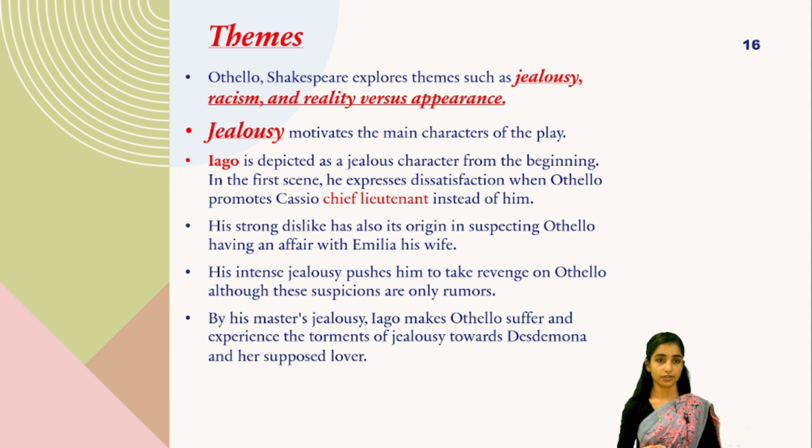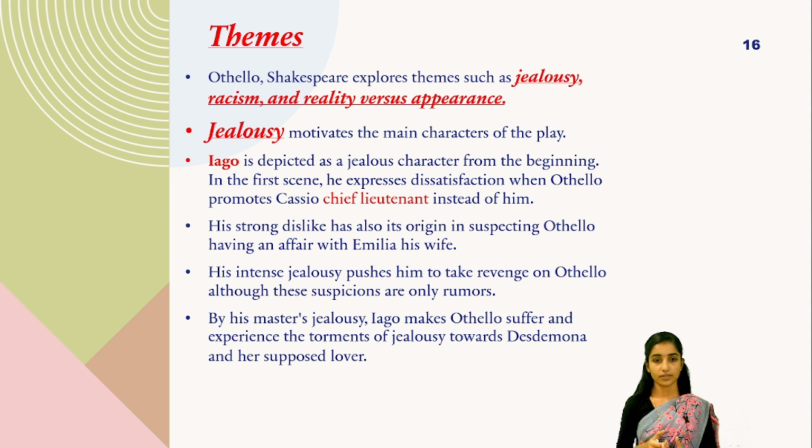The first theme is jealousy, then racism, and then reality versus appearance. In jealousy, the jealousy motivates the main characters in all aspects. Iago is depicted as a jealous character, as we know, manipulating Rodrigo, Othello, and Cassio in order to achieve his place, and he is the main reason this play is about jealousy. He expresses dissatisfaction when Othello promotes Cassio as chief lieutenant instead of him.